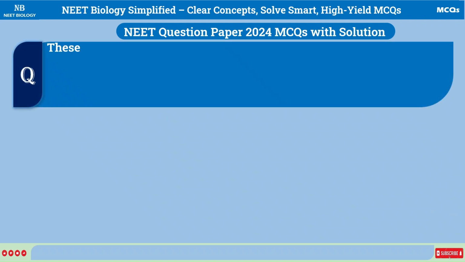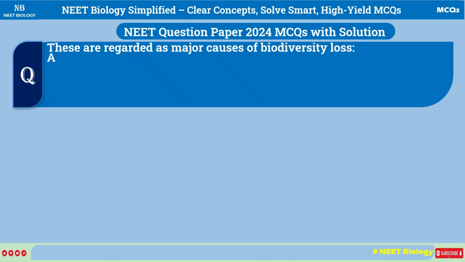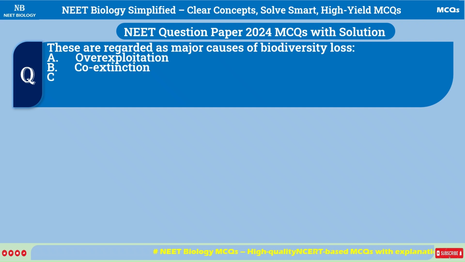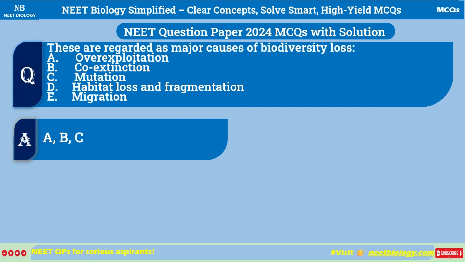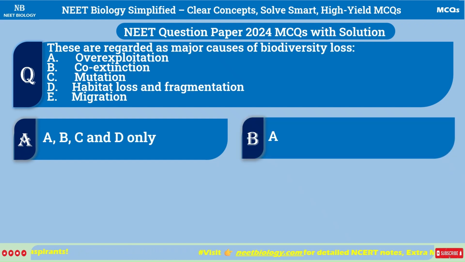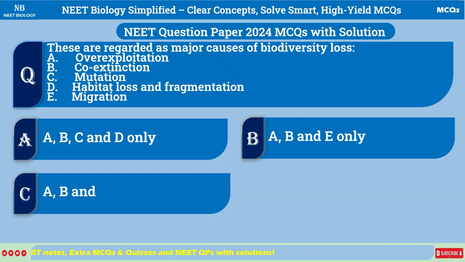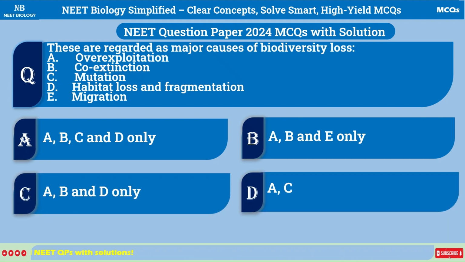These are regarded as major causes of biodiversity loss. A. Overexploitation. B. Coextinction. C. Mutation. D. Habitat loss and fragmentation. E. Migration. Options: A, B, C and D only. B, A, B and E only. C, A, B and D only. D, A, C and D only.